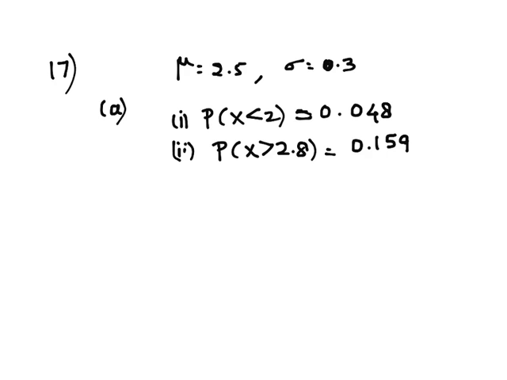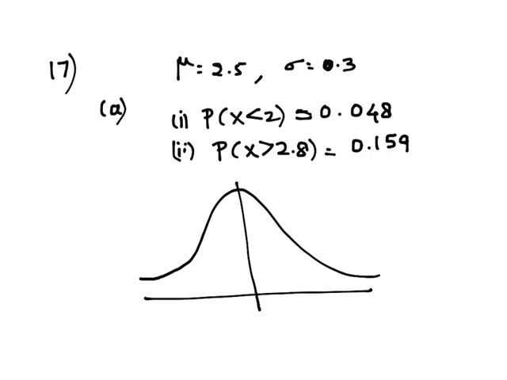Now there is a diagram given here. This is 2.5, the mean. Copy the diagram below. Shade the areas that represent the probabilities from parts 1 and 2. That means this 0.048 and 0.159. We need to represent them in this diagram. Okay. So this is 2 and this is 2.8.